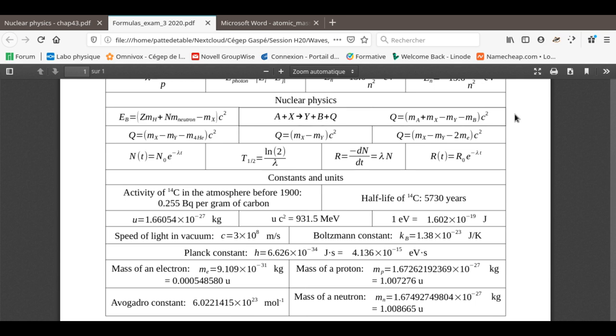Q is positive if the reaction is exothermic. If it is, the reaction can happen on its own. It is negative if it is endothermic. In this case, we need to give energy in order for the reaction to take place. It won't happen without external intervention.